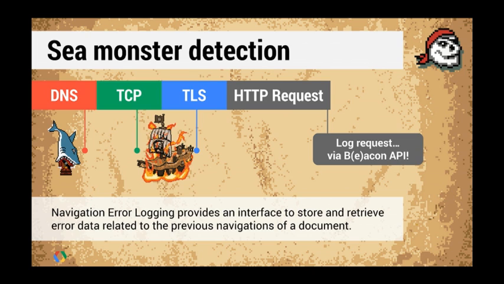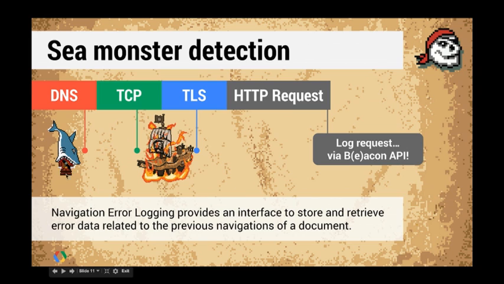Next one is what I'm calling sea monster detection. There's actually a subtle problem that we have today on the web, which is if the user can't even reach your site. For example, before we can log the fact that somebody has visited your site, right? First, we need to resolve the name and find the IP address. Then we need to perform the TCP handshake and all that other stuff, and only then can we send the HTTP request. So there's a bunch of steps in here that are basically invisible to us as web developers. And it's actually not uncommon for users to fail somewhere in there, right?